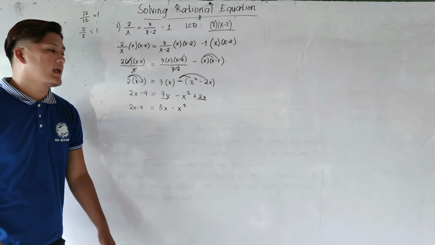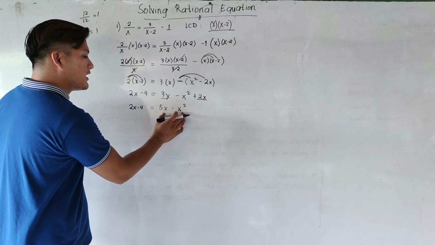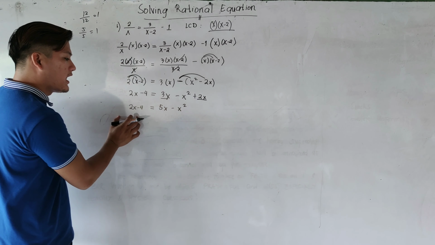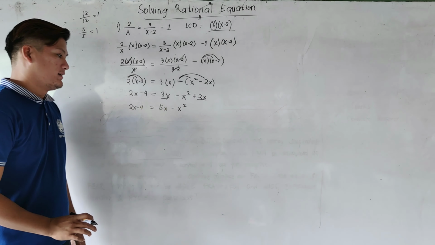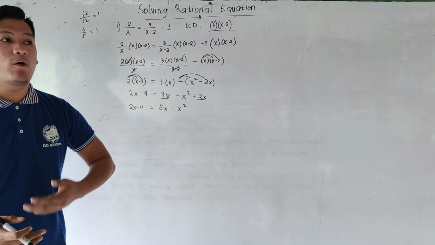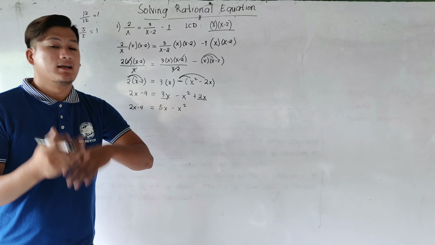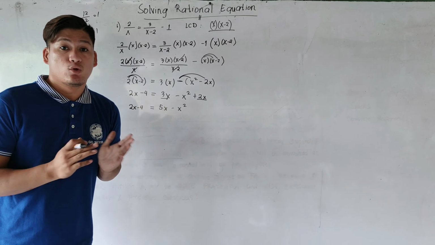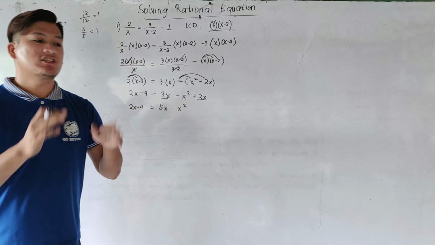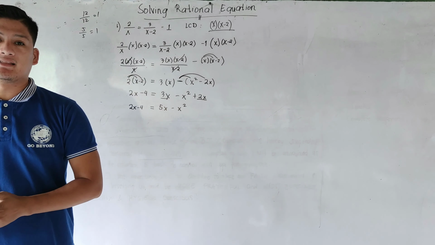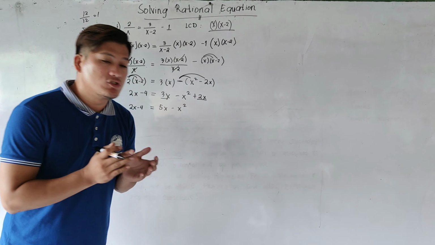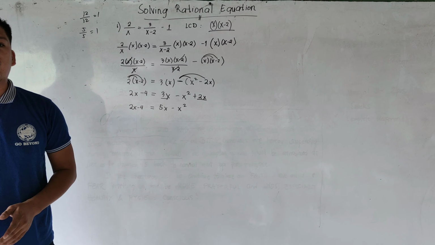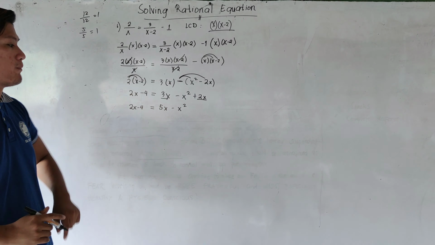In this part, we are going to transpose these terms to the other side. In the law of transposing, simply change the sign into its opposite. If it is positive, change it to negative. And if it is negative, change it into positive. That is the law of transposing.